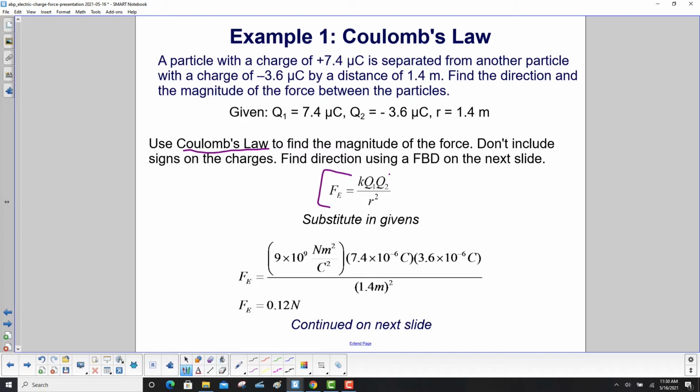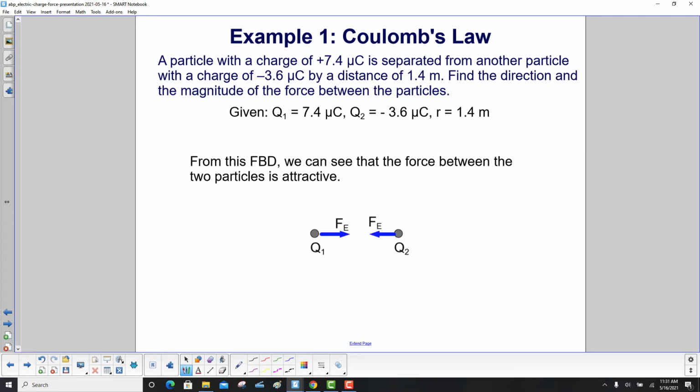So here's Coulomb's law. We substitute in the givens. Here's the Coulomb constant. Here are the two charges, and again, don't worry about the sign at this part, and make sure you square the distance in the denominator, and we get 0.12 newtons. We draw a quick free body diagram where Q1 is a positive charge and Q2 is a negative charge. They each exert a force on the other charge that is attractive. They want to move together. So the answer is the force between the two particles is attractive.